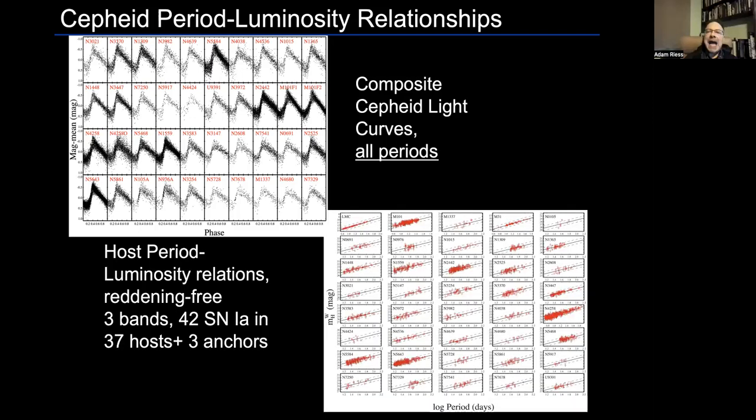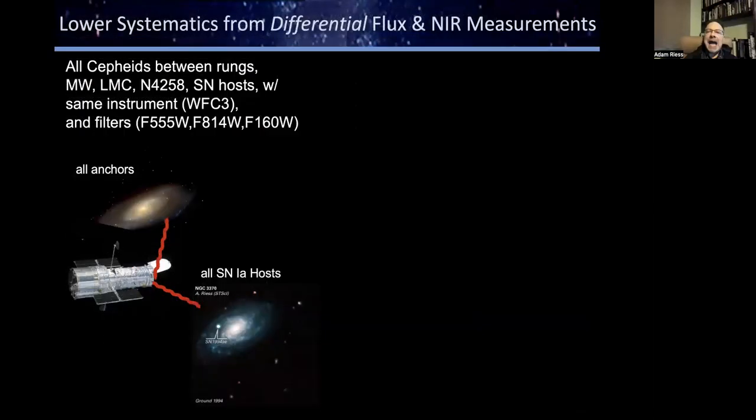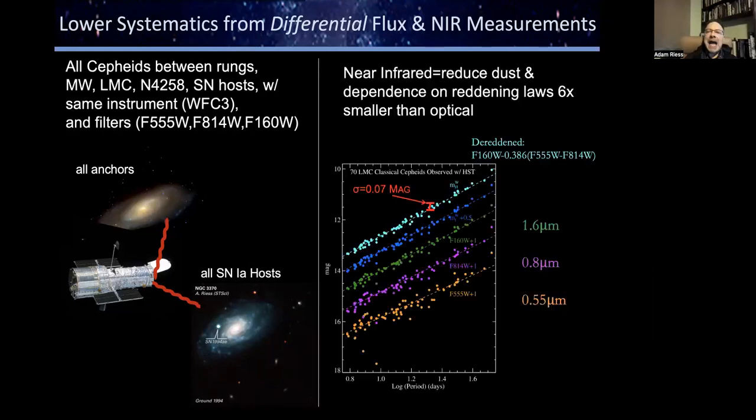And then we measure the period luminosity relationships, like I showed you for the Milky Way, in all of these distant galaxies, so that we can directly compare those and measure the distances. Now, as I described before, but I wanted to emphasize here, one of the great improvements is we measure with the Hubble Space Telescope the Cepheid variables using the same instrument and filters in the anchor galaxies and in the supernova hosts, so that again, these are directly comparable. And we make our measurements in the near infrared to reduce the effects of dust.